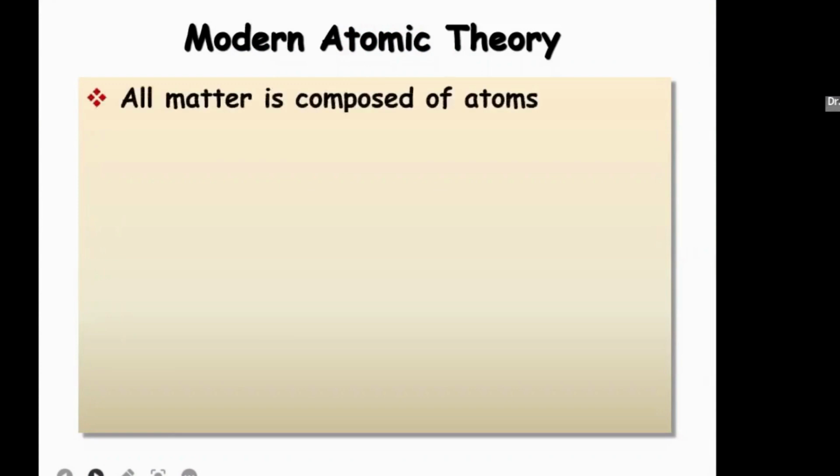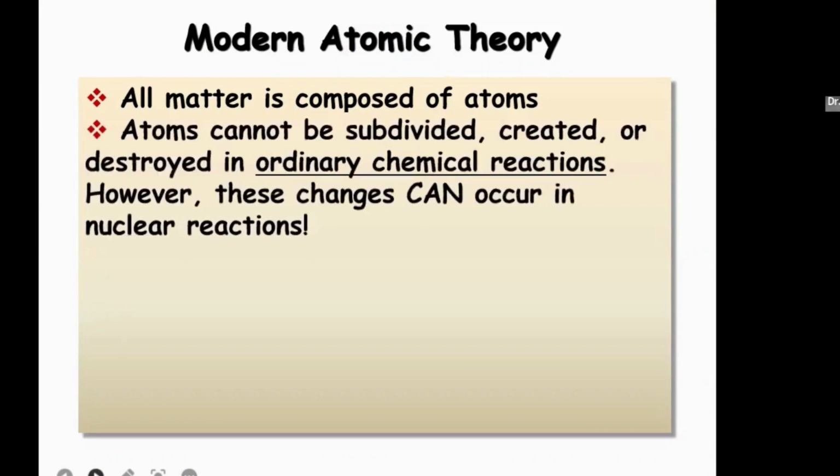All matter is composed of atoms. Our modern atomic theory states that all the matter is composed of atoms, including us also. We are also made up of atoms. Atoms cannot be subdivided or created or destroyed in ordinary chemical reactions. However, these changes can occur in nuclear reactions. It means you cannot divide the nucleus or create a nucleus or destroy a nucleus in ordinary chemical reactions in the laboratory, but in nuclear reactions, this happens.